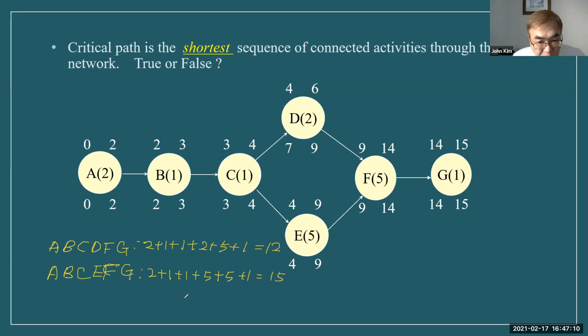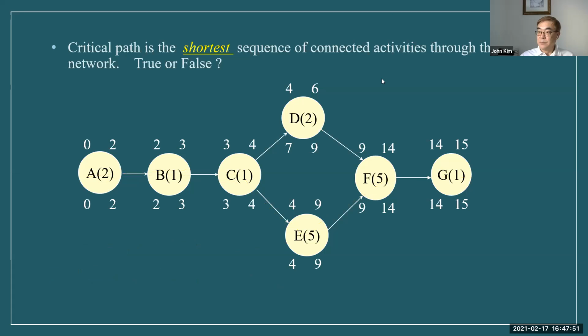Okay, multiple paths. Because now there are two, we look for the longer one. If there are 3 or more paths, then we still look for the longest. So this path is longer, the longest. So this path is the critical path. The longest is the critical path. So the answer is false.